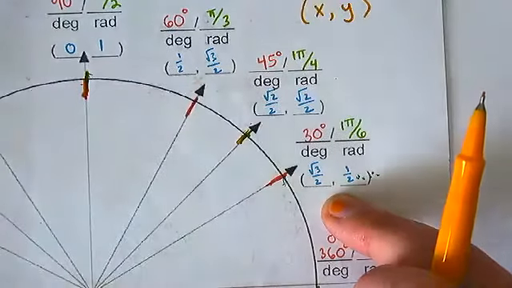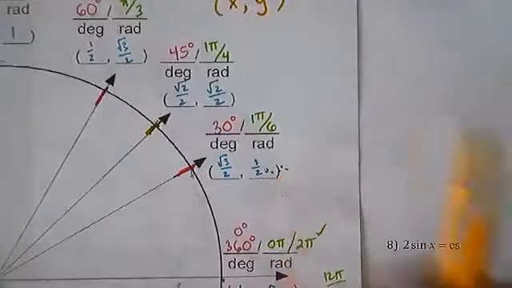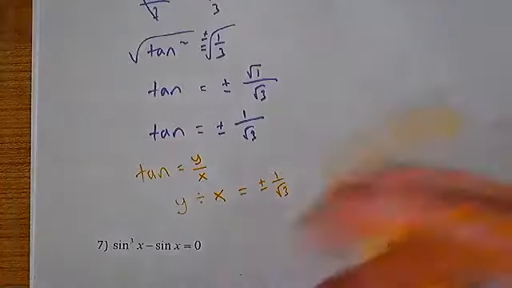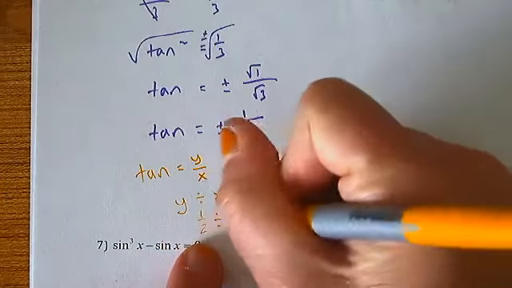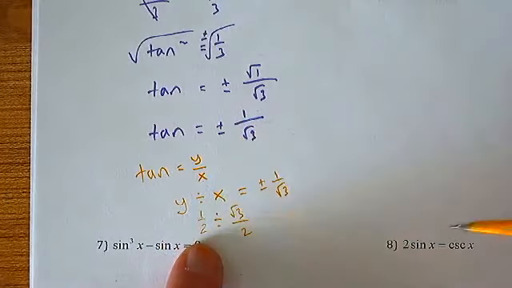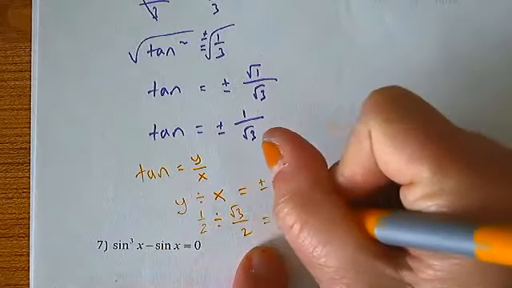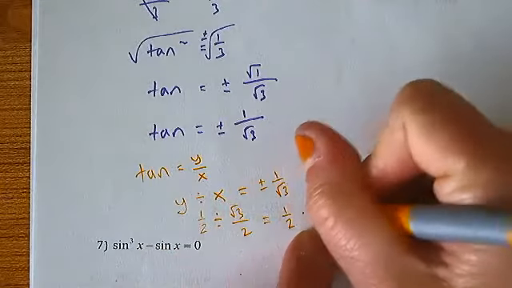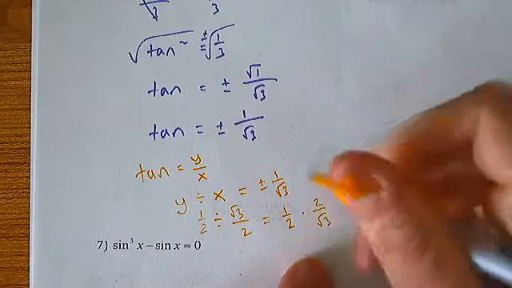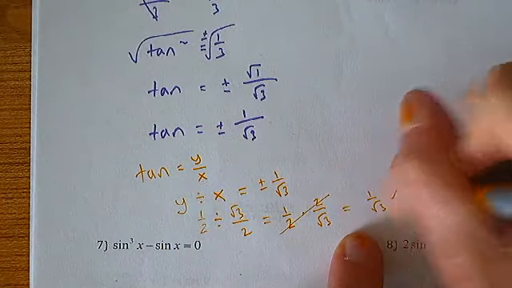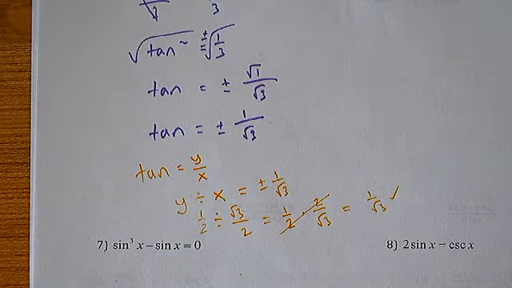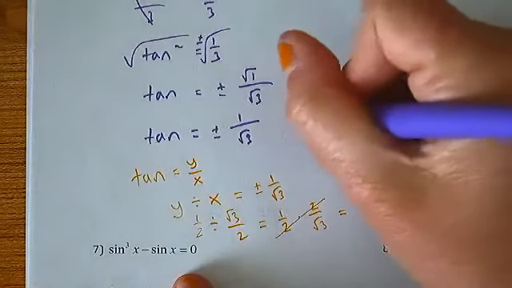Yeah, so let's try it. May as well try pi over 6 first. So I'm going to do the y value, which is 1/2, divided by the x value, which is root 3 over 2. And we're going to do some KFC: keep, change, and flip. 2 over 2 is 1, and what are we left with? 1 over root 3. Perfect. So that means that one of my answers is pi over 6.